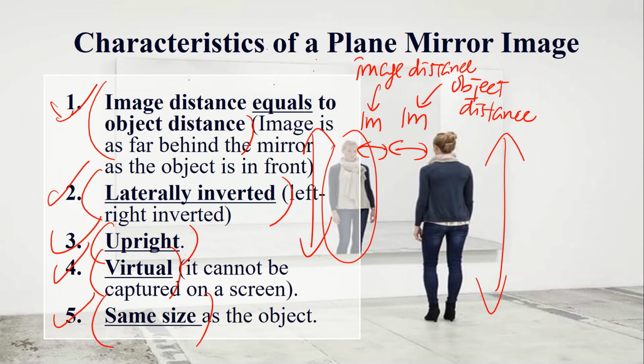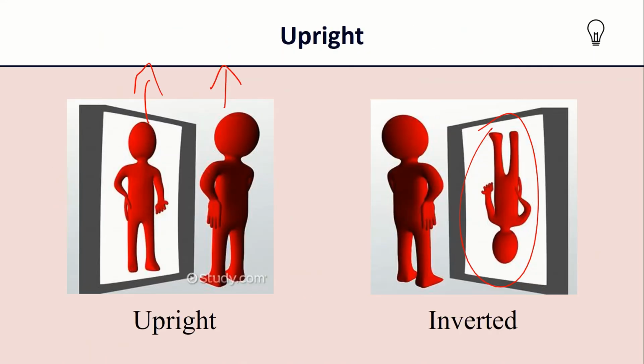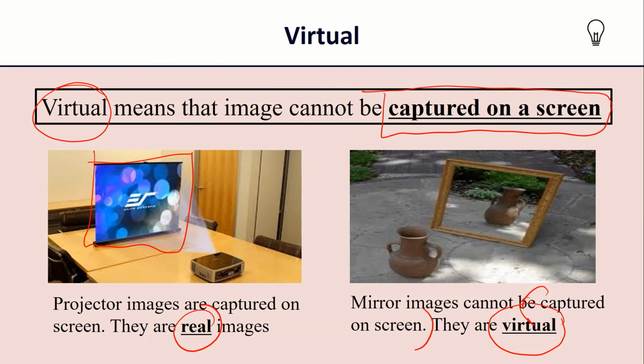In particular, we need to be clear about what it means by virtual. Virtual means that this image cannot be captured on a screen. So you try to put a piece of paper near the mirror to try to capture your mirror image. It won't happen. It just won't happen.